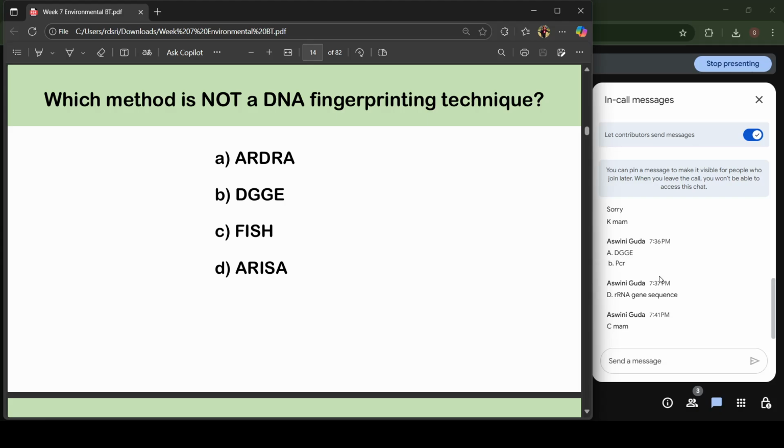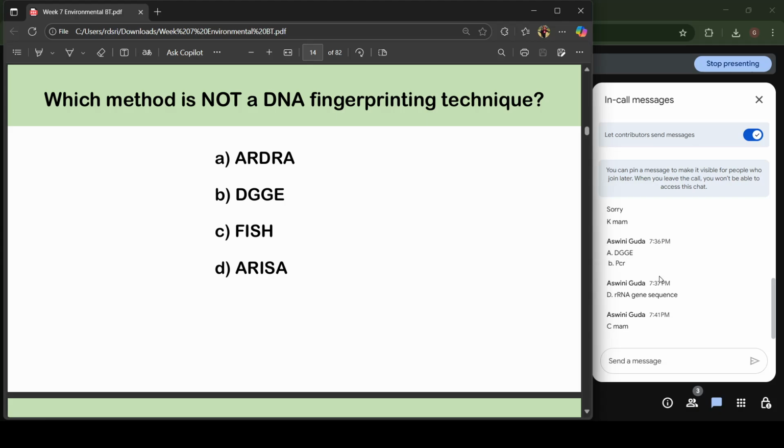Okay. So in this, about A and B, we have already discussed them under the topic of DNA fingerprinting. So obviously they are DNA fingerprinting techniques. The third one is fluorescence in situ hybridization, and the fourth one is the automated ribosomal intergenic spacer analysis.